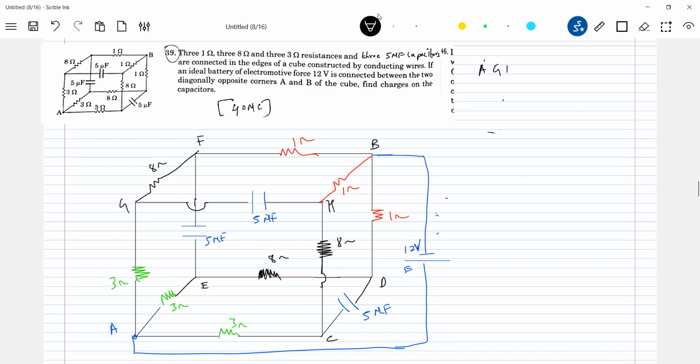A, G, F, B, A, E, D, B, A, C, H, B are equiresistance paths. So shall we branch out the same current? Yes, I'm going to push the same current through them.